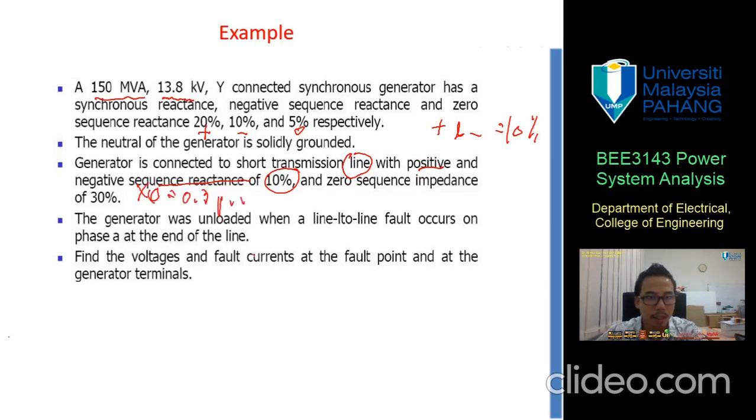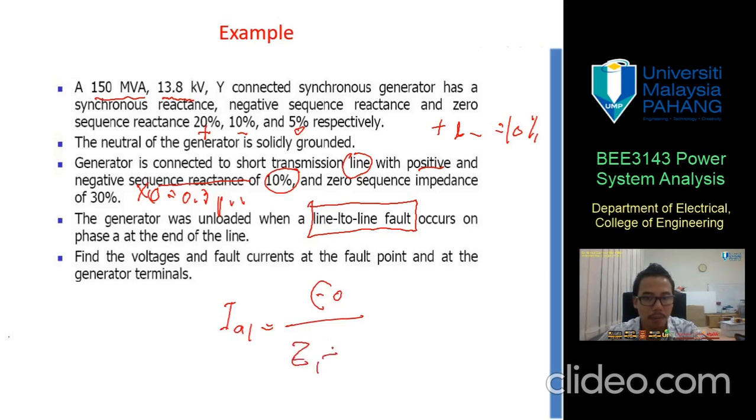And then the generator is subjected to a line to line fault. So the question here is line to line; before this, it was single line to ground. Line to line occurs on phase A at the end of the line. So find the voltages and fault current at the fault point and at the generator terminal.